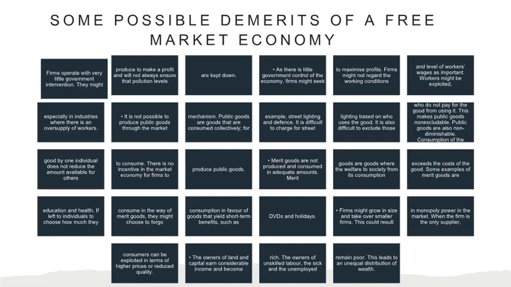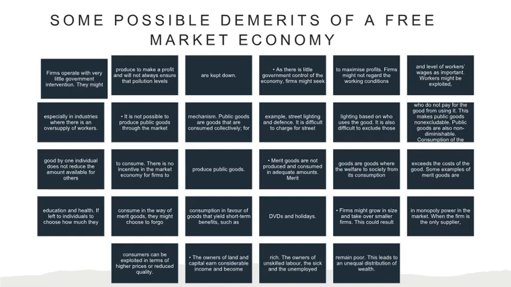Merit goods are not produced and consumed in adequate amounts. Merit goods are goods where the welfare to society from its consumption exceeds the costs of the good. Some examples of merit goods are education and health. If left to individuals to choose how much they consume in the way of merit goods, they might choose to forego consumption in favor of goods that yield short-term benefits, such as DVDs and holidays.